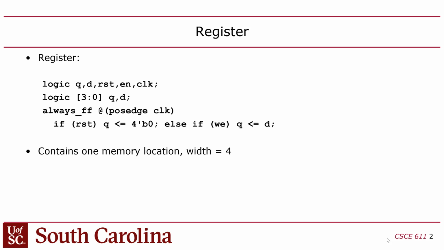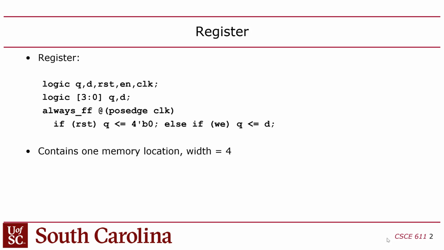Then there's the architectural registers, the RISC-V registers that you can address in your program, in your software. And those are actually addresses in a RAM. So today I'm going to start out by talking about the difference between how to build registers and how to build RAMs. Okay? So this is a register.